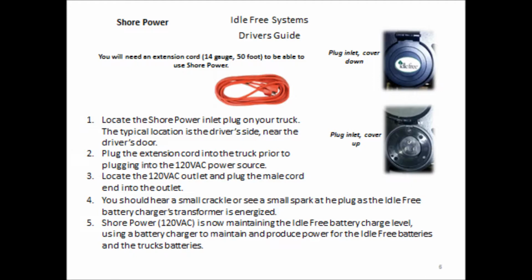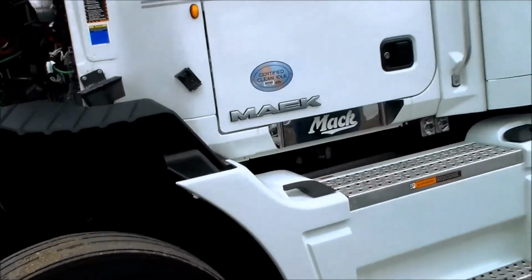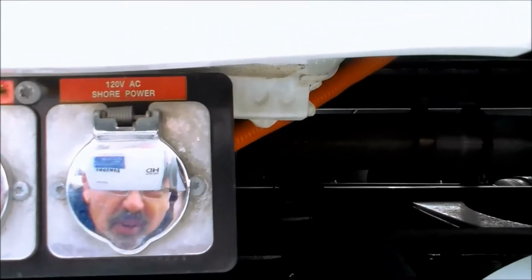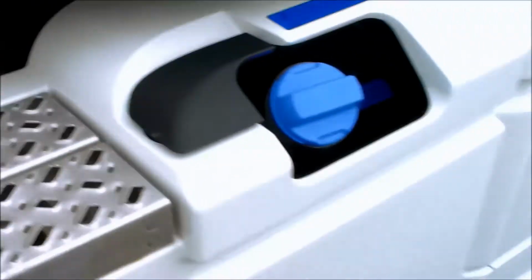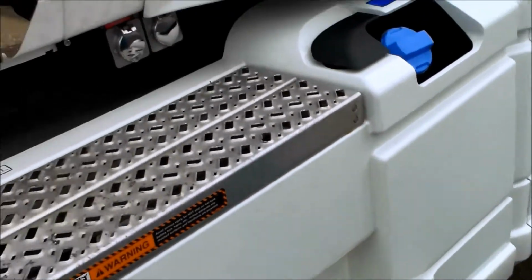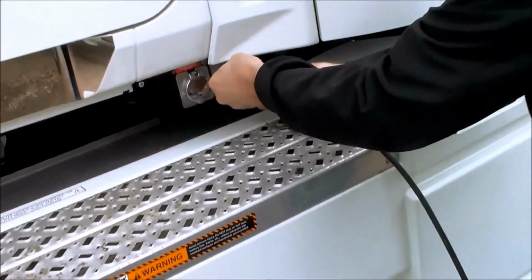Plug the extension cord into the truck prior to plugging into your 120 volt shore power source. Locate the outlet and plug the male cord into the outlet. You might hear a small crackle or see a little spark when you plug it in as the battery charger in the idle-free system is energized. Shore power is now maintaining the idle-free battery charge level, using a battery charger to maintain and provide power for the idle-free batteries and your truck batteries as well.